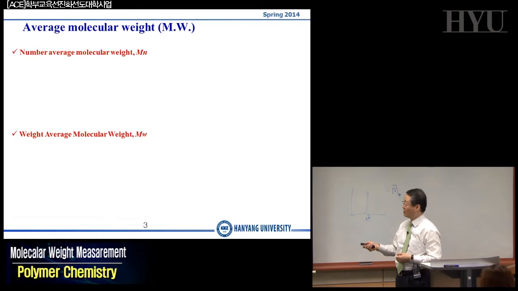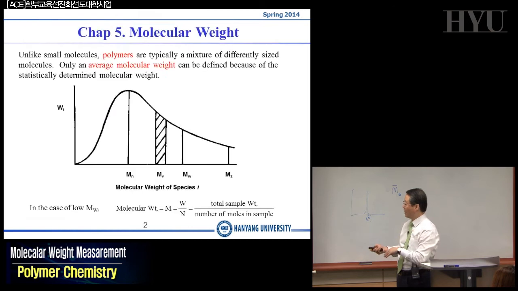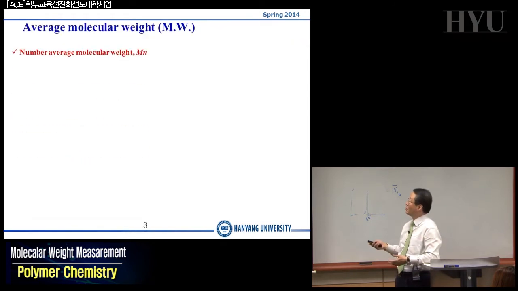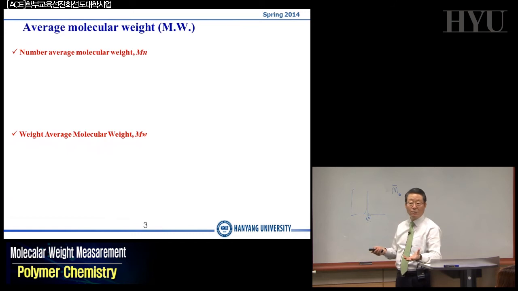Whereas weight average molecular weight is about the weight of your molecules. You see, weight and number are different. If you look back, weight and number are different, right? W and N are quite different. So in this case, we average the molecular weight by N, number. In this case, we average the molecular weight by the weight of your sample.